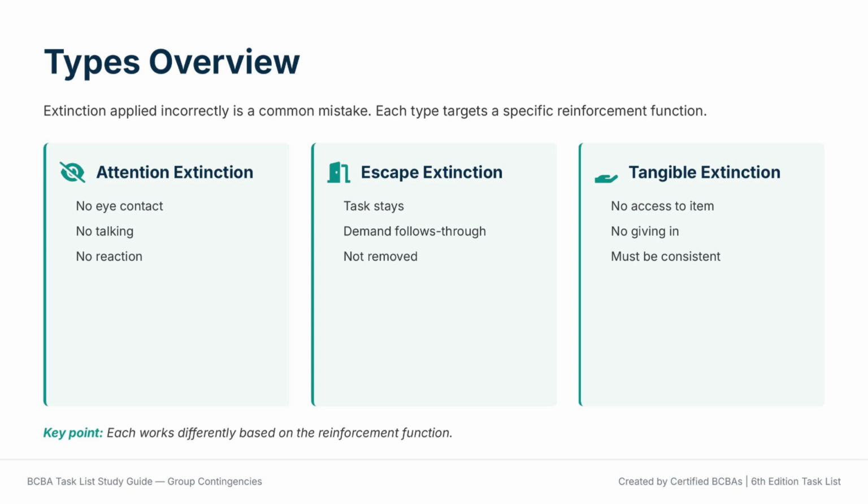Attention extinction involves withholding eye contact, conversation, and reactions. Escape extinction requires maintaining tasks and demands. Tangible extinction denies access to desired items. Consistency is crucial for effectiveness. Each type functions uniquely, emphasizing the importance of correct application to reduce undesired behaviors. Remember, extinction must be function-based, not just behavior-based.